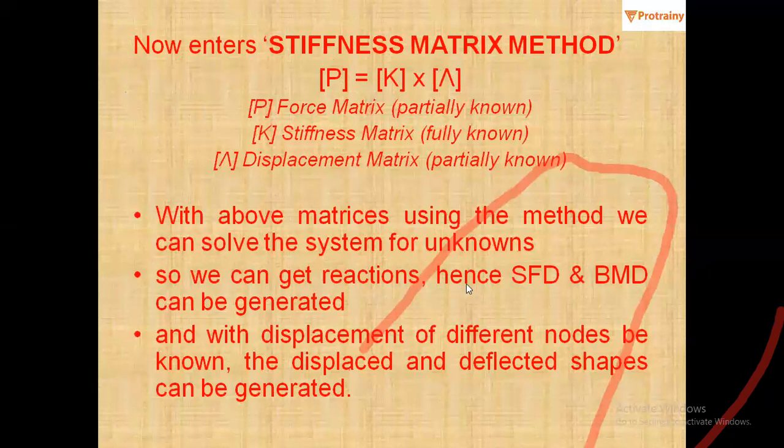So we can get reactions. And now we have reactions. Hence, shear force diagram and bending moment diagrams can be generated. And with displacement of different nodes known, अभी displacement भी पता लगा दिया मैंने, reaction पता लगाया तो I can generate shear force and bending moment diagram. Displacement पता लगाया तो the displaced and deflected shapes can be generated. ठीक है, तो stiffness matrix method ने ये चीज कर दी.